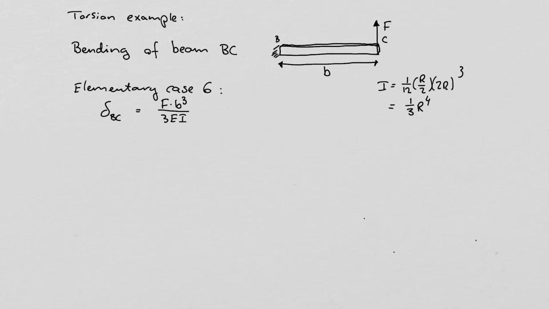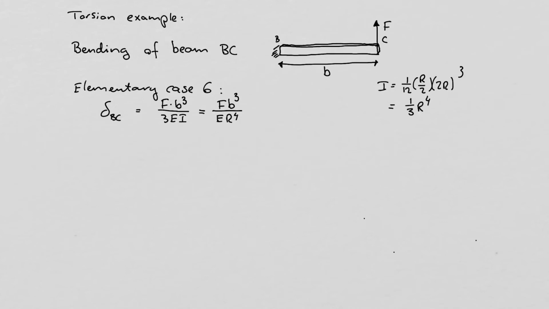Now, inserting that into our formula, we get the final value of f b to the power of 3 divided by e r to the power of 4. So, this is the isolated effect of the bending of the handle.